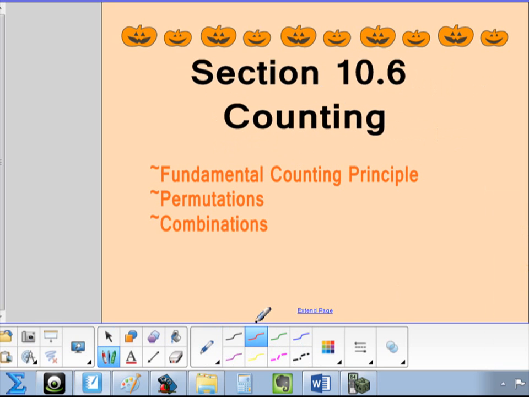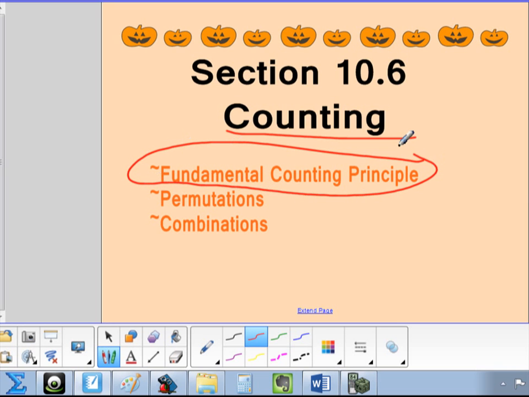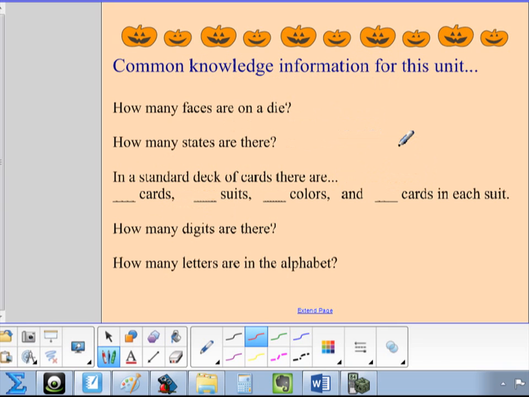Okay, not just learning how to count, but learning how to count in a clever way using something called the fundamental counting principle. It's going to be our introduction to probability and statistics. Today we're just going to focus on the fundamental counting principle and how we can use it.